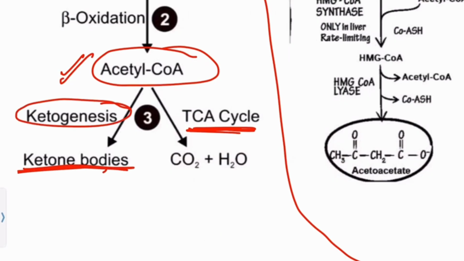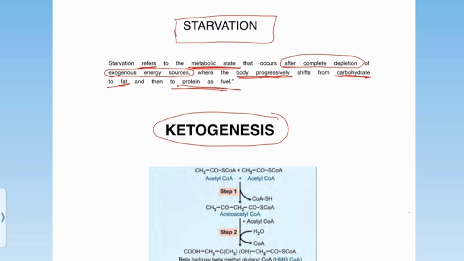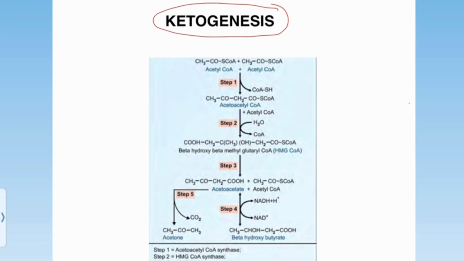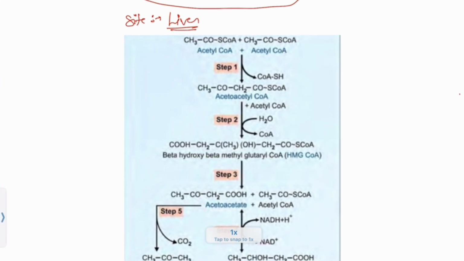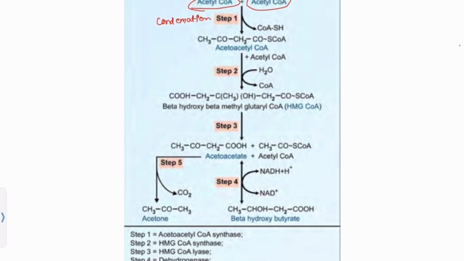Now let us study ketogenesis. This takes place in liver. That is, ketone bodies are formed in liver. It occurs in 5 steps. Step 1 is condensation, where two molecules of acetyl coenzyme A combine with the help of enzyme acetoacetyl coenzyme A synthase and then form acetoacetyl coenzyme A.